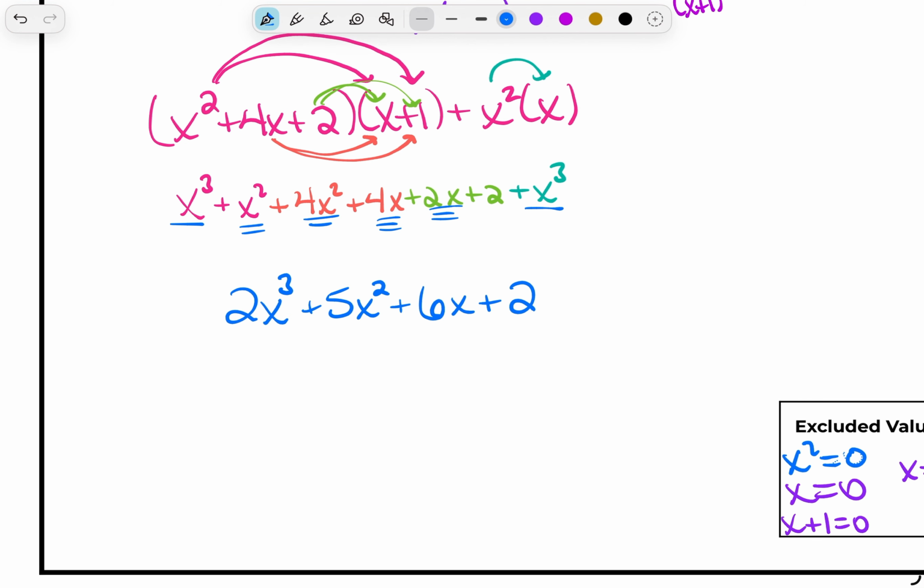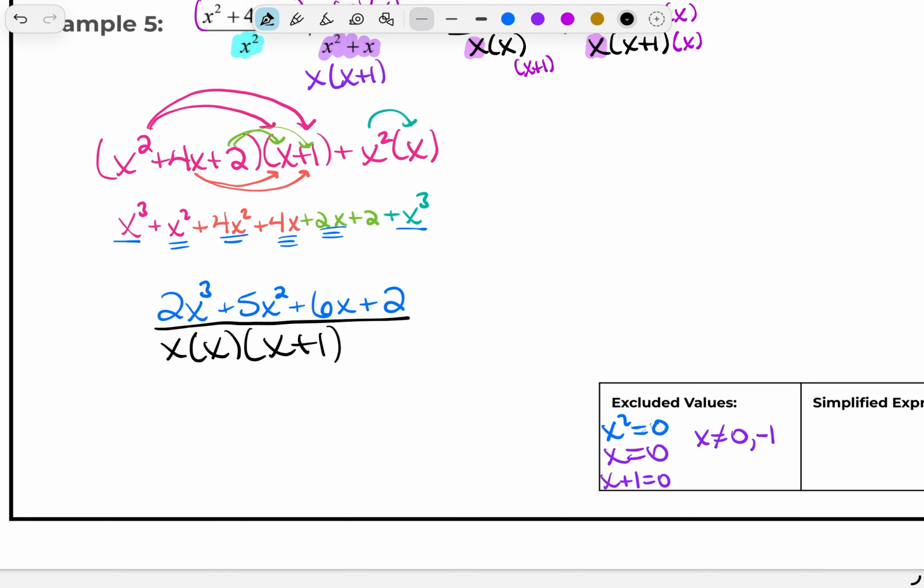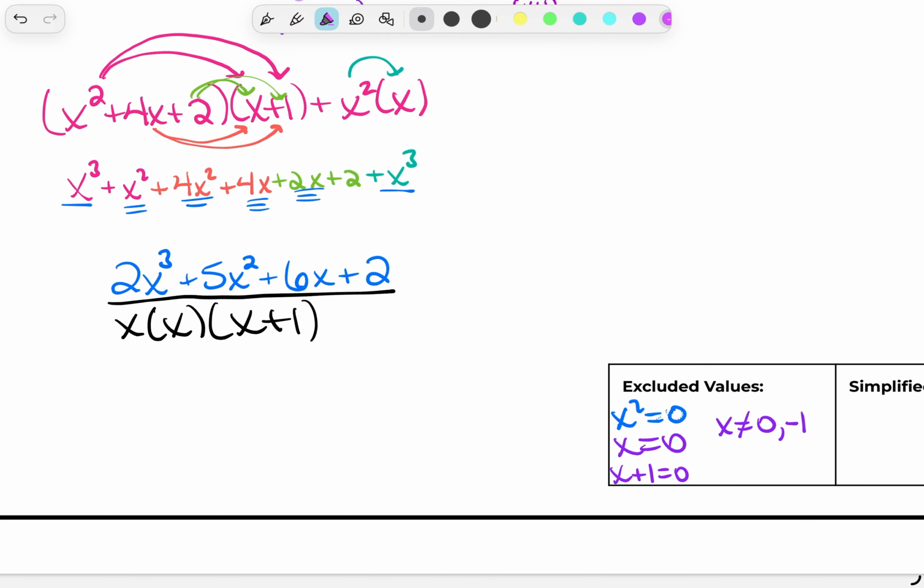Now this is going to go over what we have placed as our LCD, which was x, x, and x plus 1. So the only thing that we need to do to finish this out, we've combined these two fractions into one. The last thing is, can you simplify it? And so let's look at that numerator and let's see if we can factor that. And this way we can look for any matching factors.